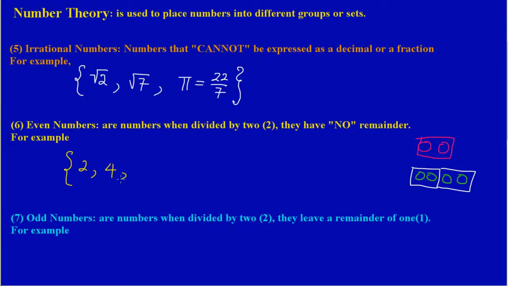Okay, so let's finish this. We would have a 6. 2 can go into 6 3 times without any remainder.